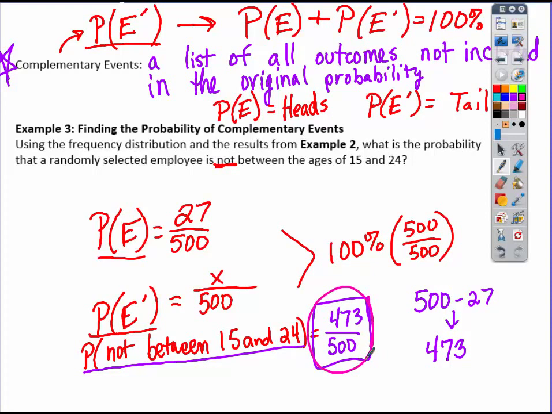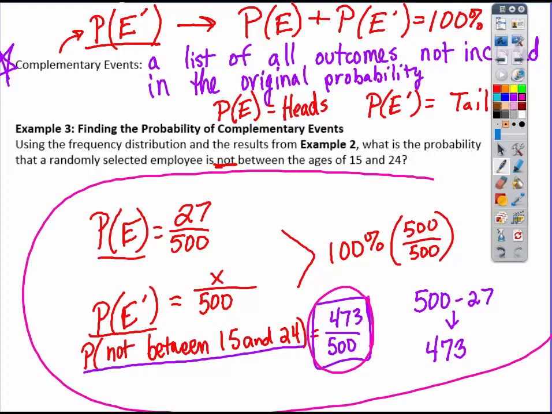Right? So there's two ways to look at it. You can do it either way, but it's very important to actually understand this whole complementary event piece, and we'll be doing a lot more practice with this here in class when you guys get there tomorrow.